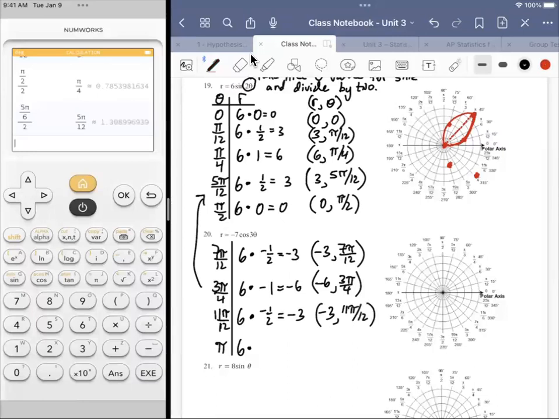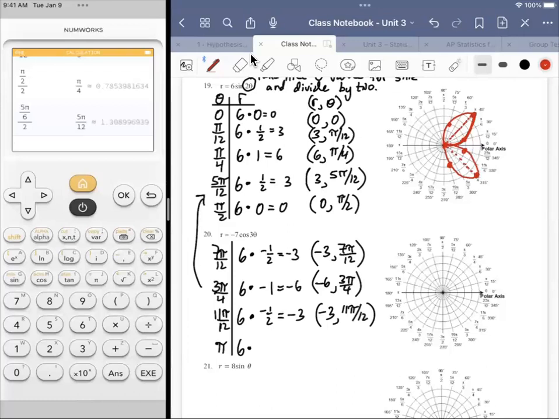So at 11 pi over 12, which is over here, I'm going to take 3 steps in the opposite direction. 1, 2, 3. And that jives with the concept of symmetry, where I have another petal, and right down the middle, it has symmetry. All right. Now, this is where it all kind of takes off.